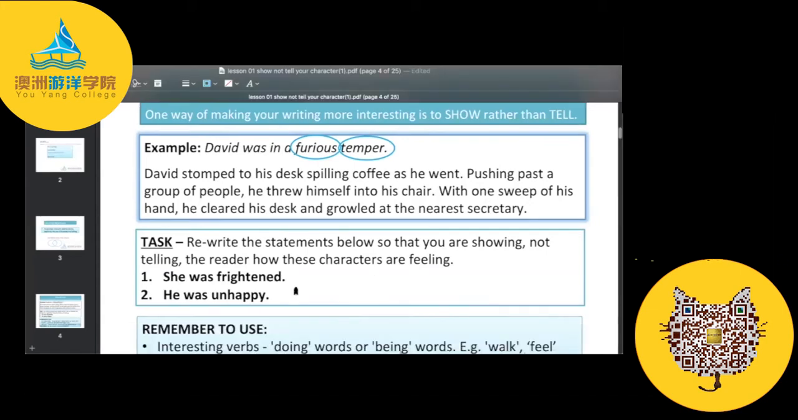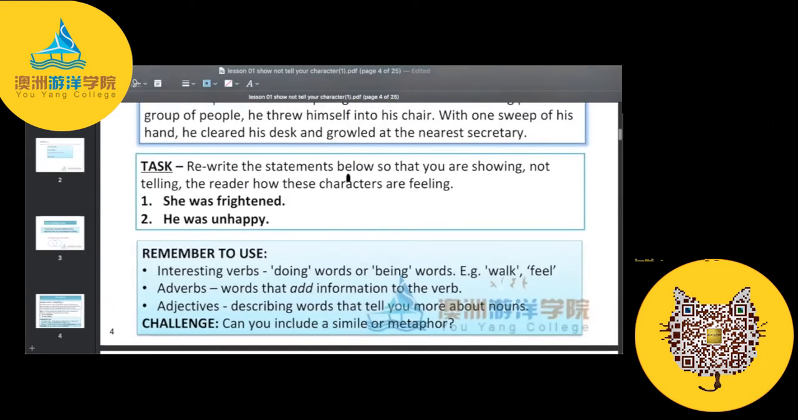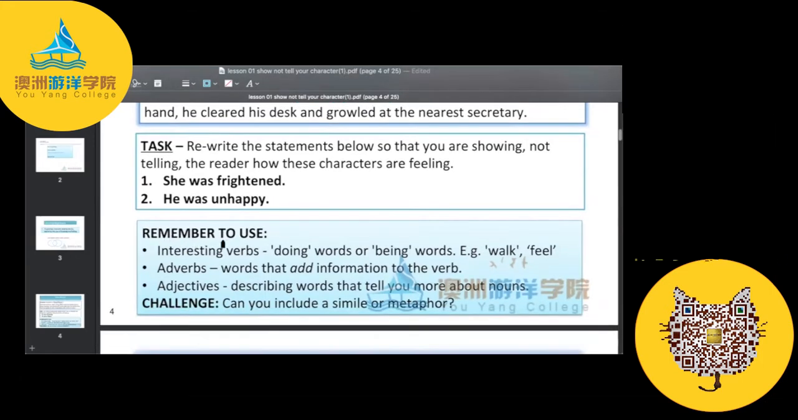All right, so now we have a challenge. Here's our task. Rewrite the statements below so that you are showing, not telling, the reader how these characters are feeling. On your piece of paper, you can either write it right below where you were, or skip some space, or write it directly here if you want. Think about how you can do the same thing they did up here, but for "she was frightened" and "he was unhappy." And here's a little reminder, remember to use interesting verbs, doing words or being words, like walk and feel.